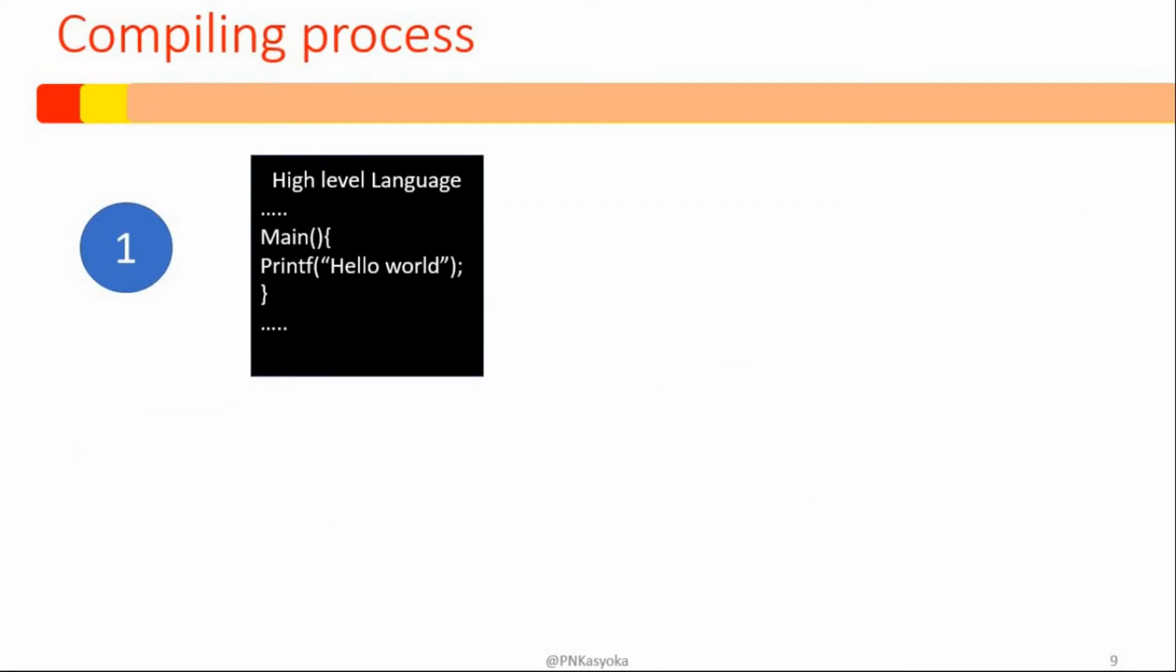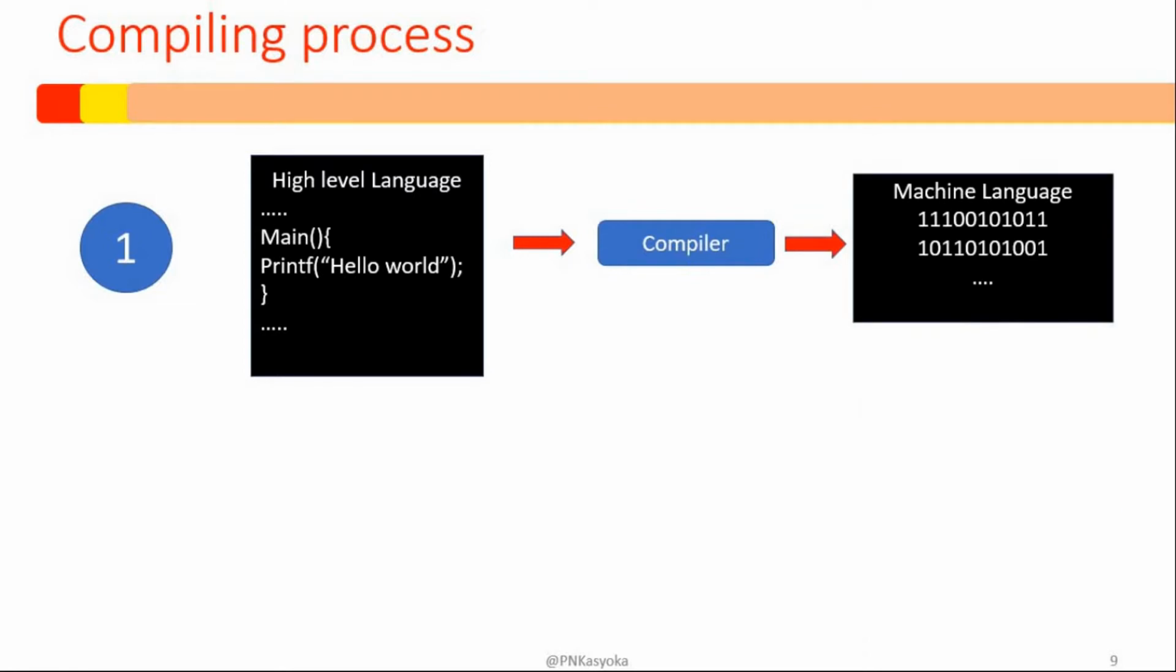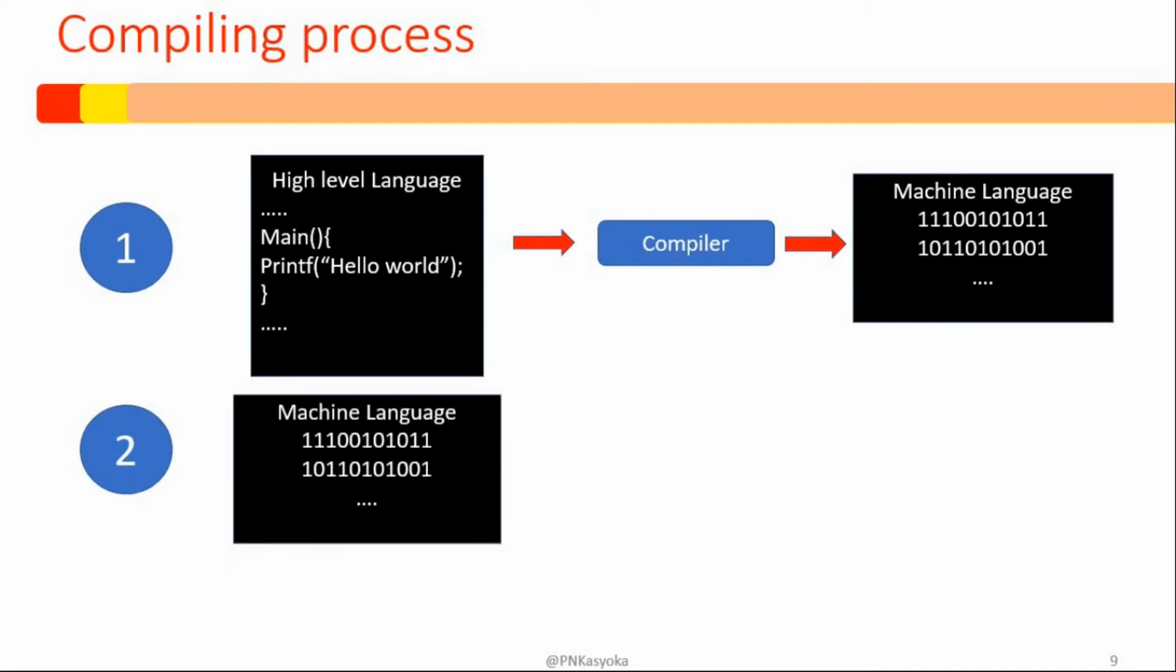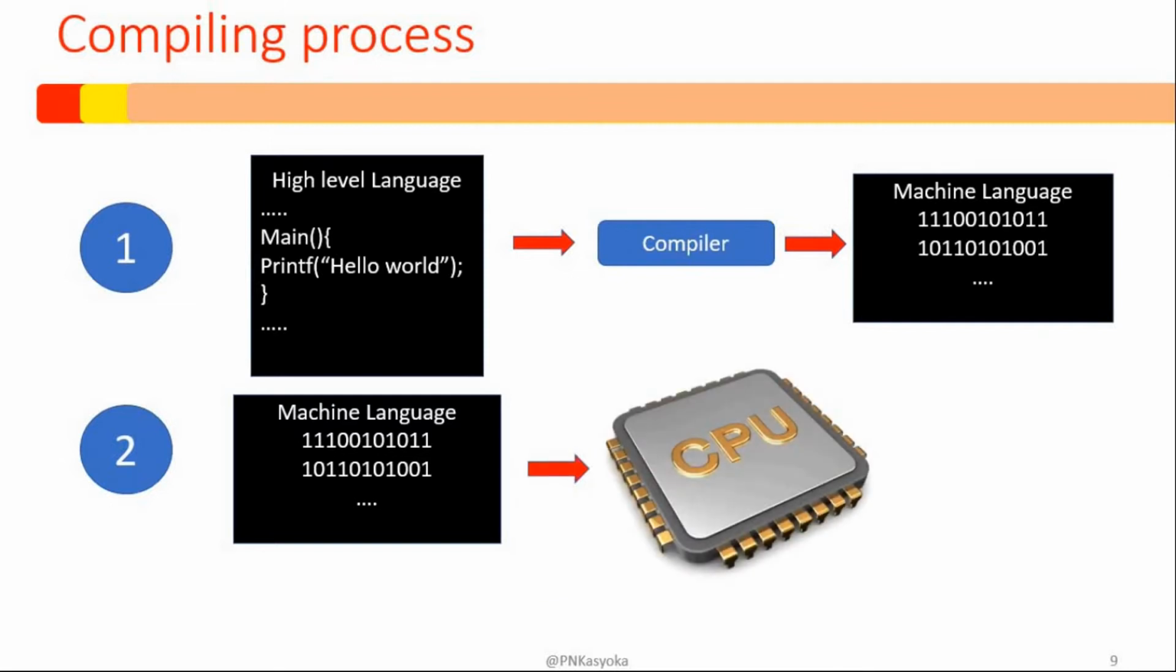Compiling process: assuming that this is our program written in high-level language, we require a compiler for us to be able to get the object code, which is the machine language. Next time round, we would not require the program written in high-level language. Instead we will be executing the machine language without the need for compilation, and the computer system will be able to understand the program.